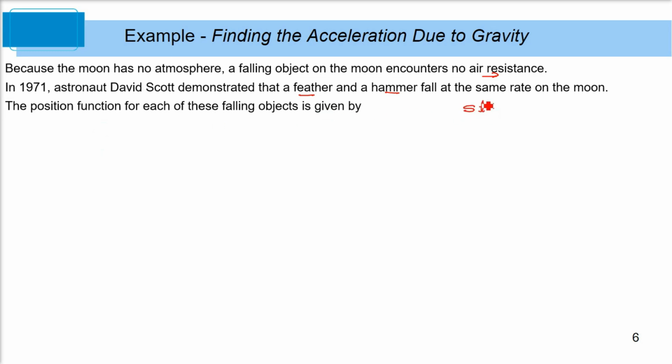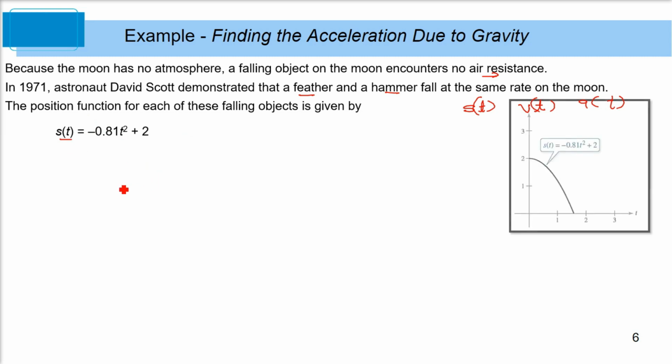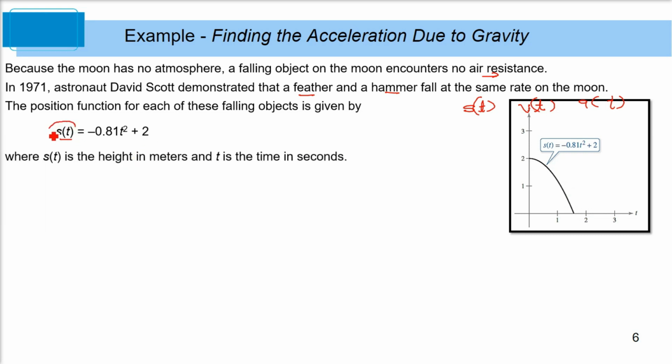We can represent it by s for position, t is the time, v(t) is velocity, a(t) is acceleration. So this position function, s as a function of t, is s(t) = -0.81t² + 2. To show this function graphically, you can have a graph like this. Someone asks you what is the acceleration due to gravity on the moon, or what is the gravitational force of the moon, when this position function is given.